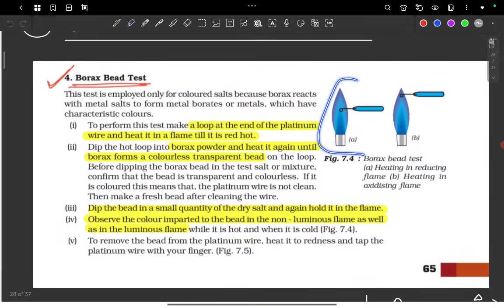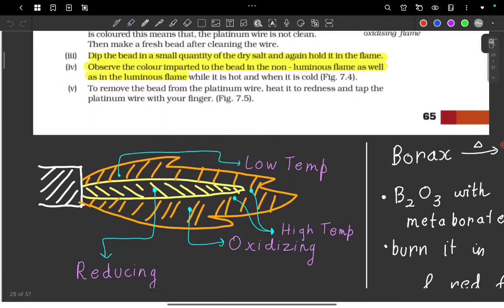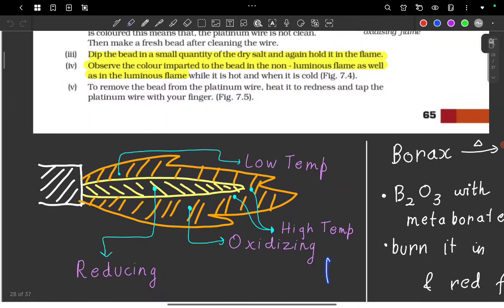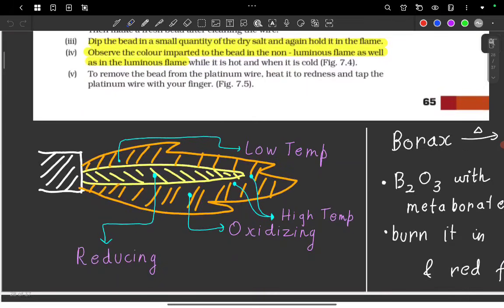Basically, if you want to perform the borax bead test, first let's learn about the flame. What is a flame? Flame, the fire basically. But there are some special properties of the flame. If you look at the lower part of the flame, it is lower in temperature and the upper part is higher in temperature. And the center of the flame produces reducing character, while the outermost part of the flame is oxidizing in character.